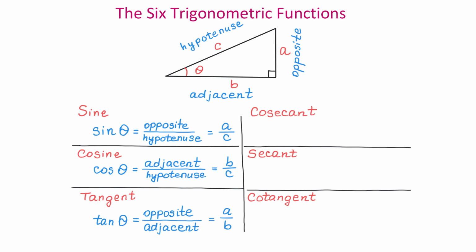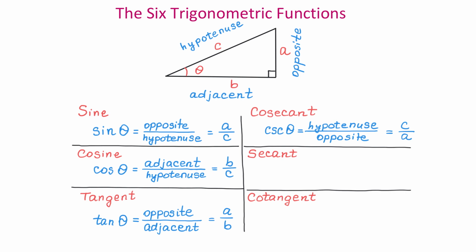We write the cosecant function using the abbreviation CSC, and we read it cosecant of theta. This function is the reciprocal of the sine function. This means that if the sine function is the opposite divided by hypotenuse, then the cosecant function will be the hypotenuse divided by the opposite. And if the sine function is A over C, then the cosecant will be C over A. So this is equal to C over A.